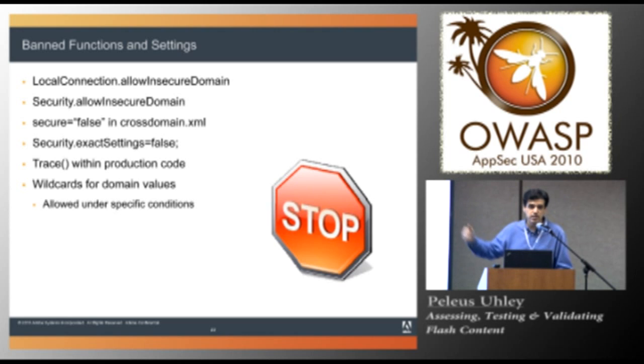Allow insecure domain is one of those. We put insecure in there for a reason. We wanted to let them know what they were doing was not ideal. Setting secure equals false in a cross-domain XML file. Setting Security.exactSettings to false. Basically, all of these, in one way or another, shut off security within the environment. So some of this information is also published as far as best practices go.